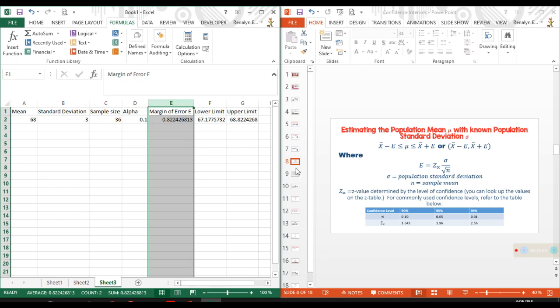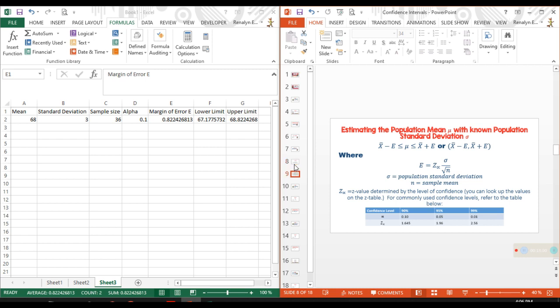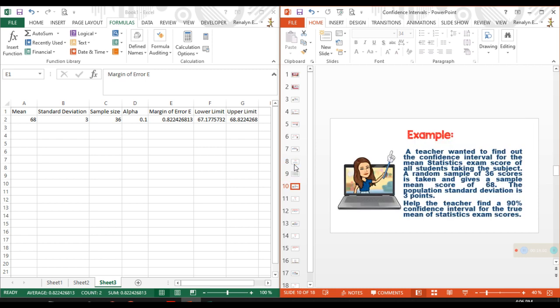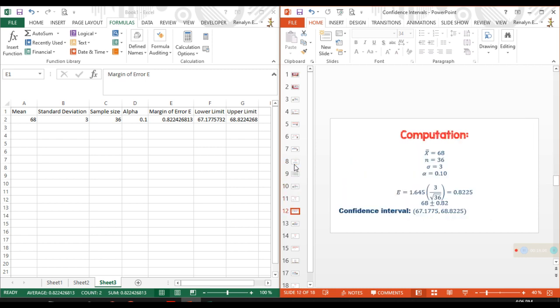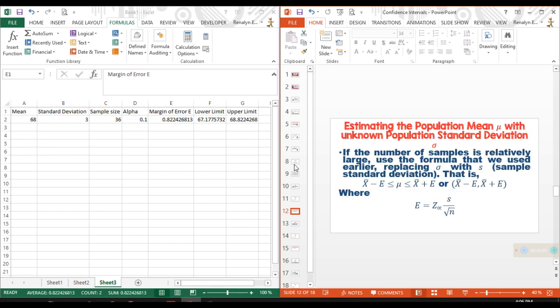Now, let's go to the next example. Ayan. So, mag-estimate naman tayo ng population mean with unknown standard deviation, sigma. So, hindi natin alam daw kung ano yung population standard deviation. We have two techniques in solving for this one. All you have to do is to analyze your number of samples.